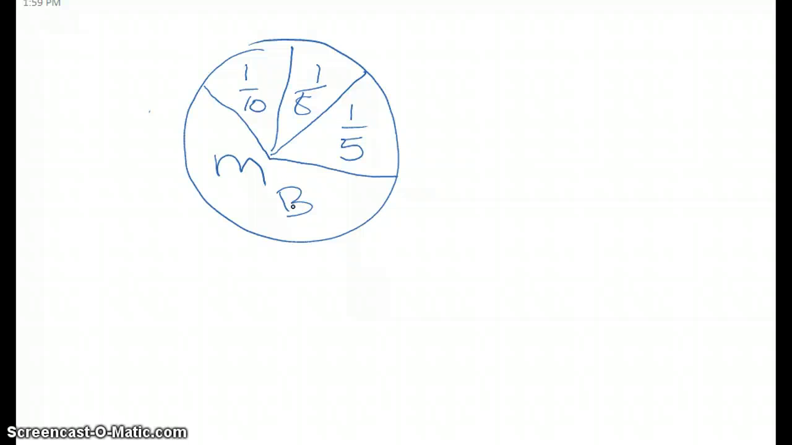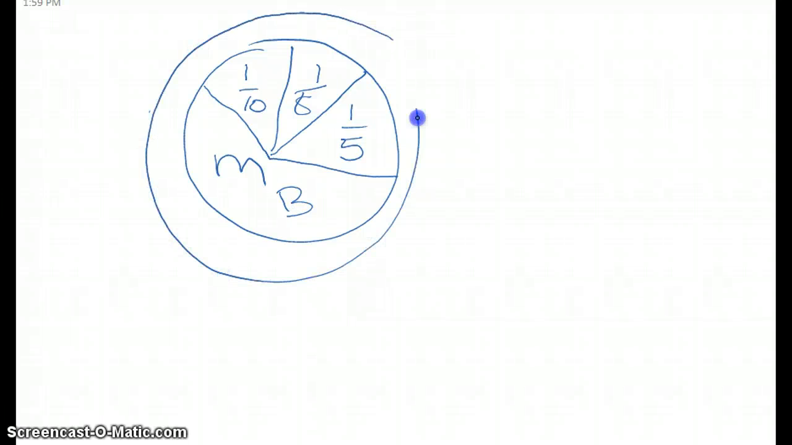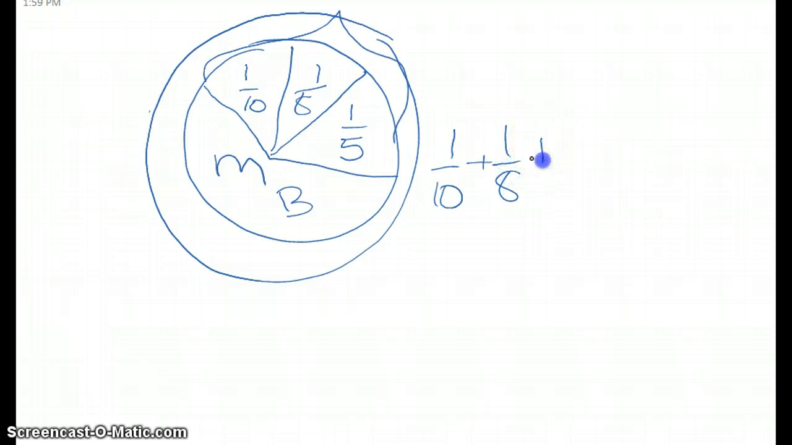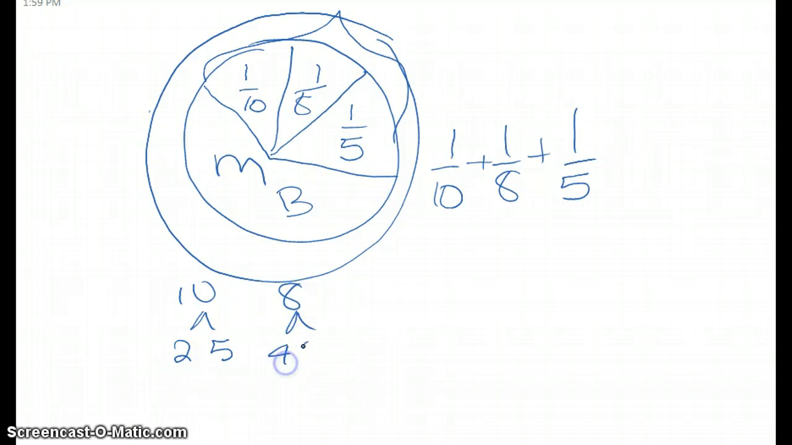Well, the most important thing you understand here is that this is one whole. So from that one whole, we're going to have to subtract this part. So I have 1/10 plus 1/8 plus 1/5. And if I prime factorize all of those numbers, 10 is 2 times 5. 8 is 4 times 2, and 2 times 2. And 1/5, so 5, is just 5.